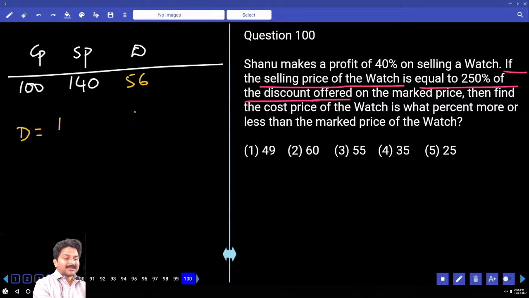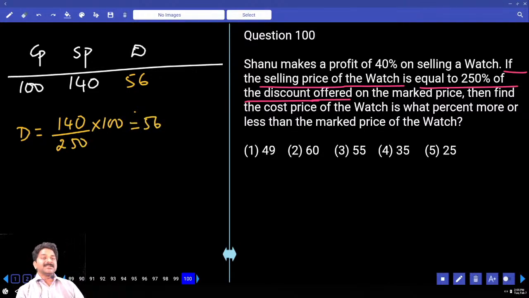I'll write it like this: 140 divided by 250 into 100. If you calculate this, you'll get 56. Discount is always given on the market price. There was some market price here, out of which 56 is subtracted. After that you are selling it at 140. Then what is the market price? 196. Got it? Come on.